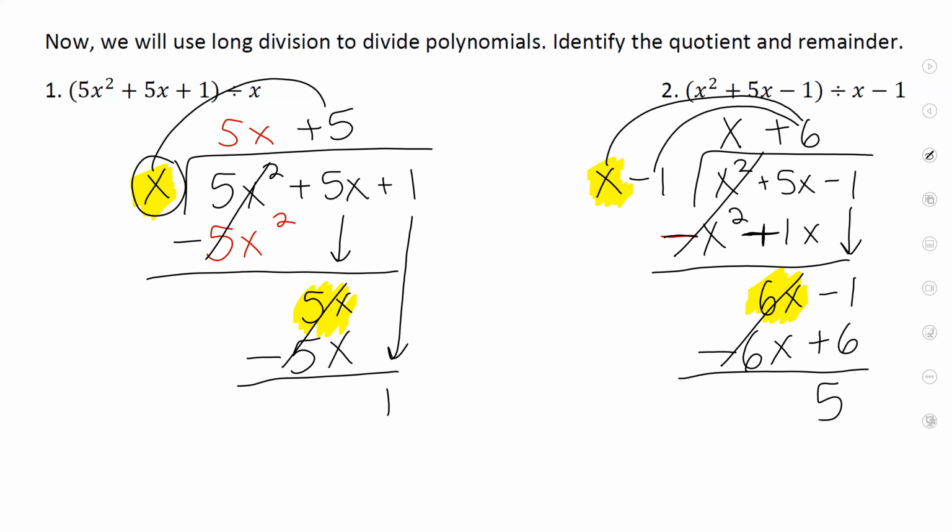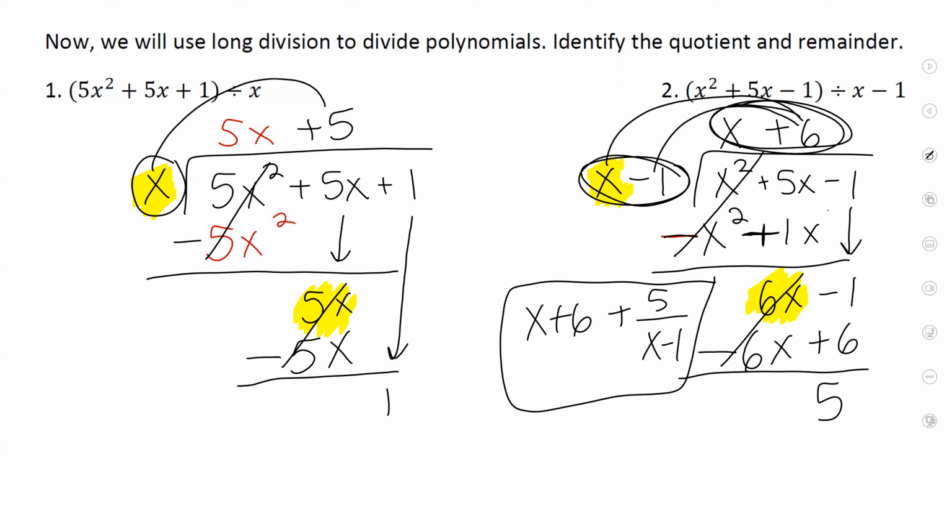Is there anything else to bring down? Nope, okay, so we're done. Your answer is just what's here at the top. So x plus 6 plus your remainder, 5 over what we were dividing by, x minus 1. So this is your answer.